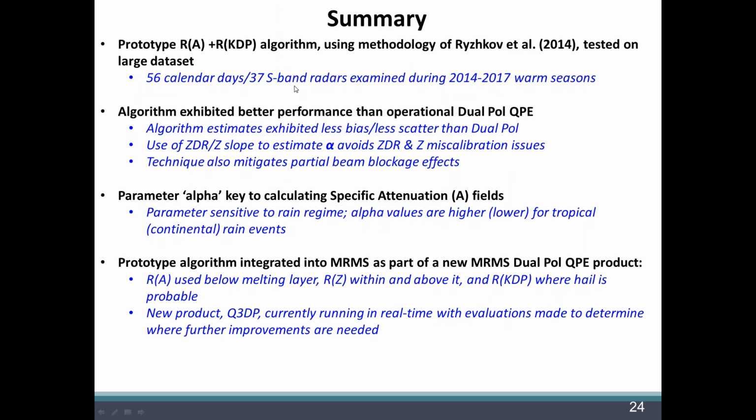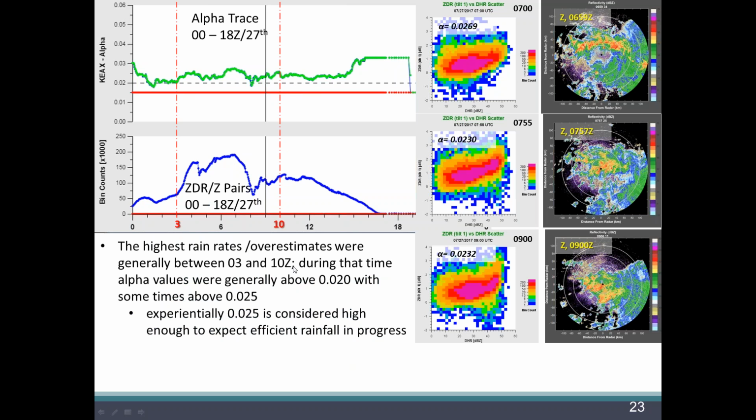So in summary, well, I should say that's a good segue to that option number 3 I talked about earlier. This is one of the things we're looking into: ways of estimating alpha in such a way that we differentiate between convective and stratiform rain.